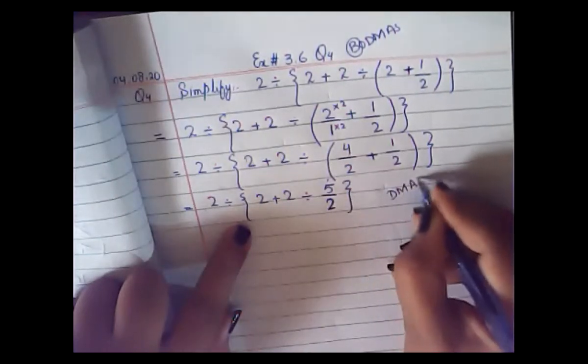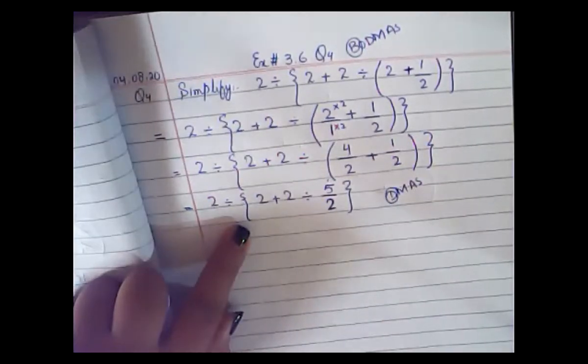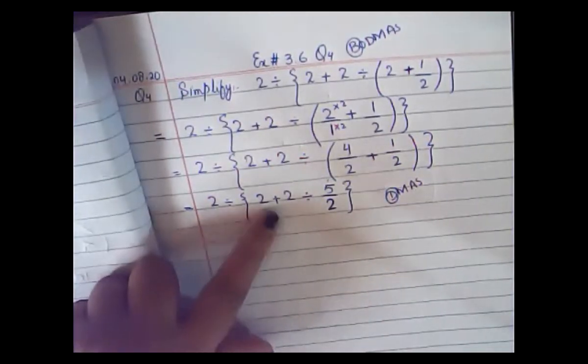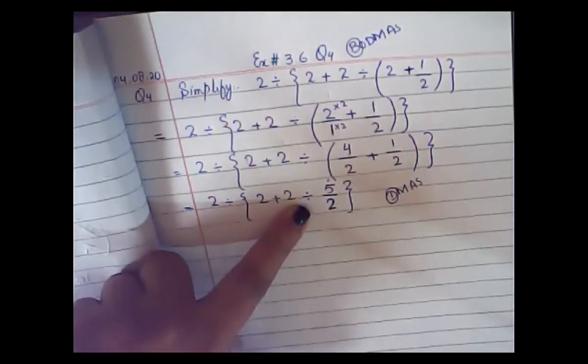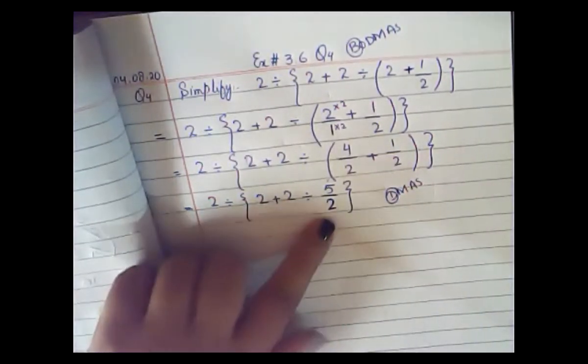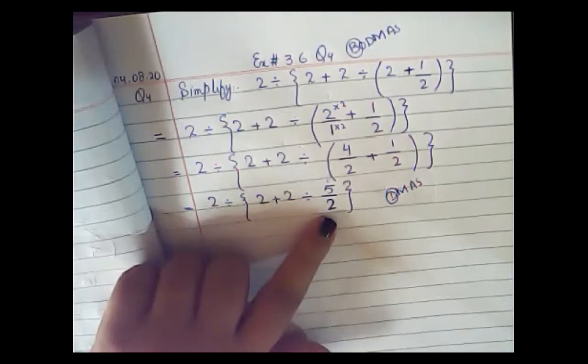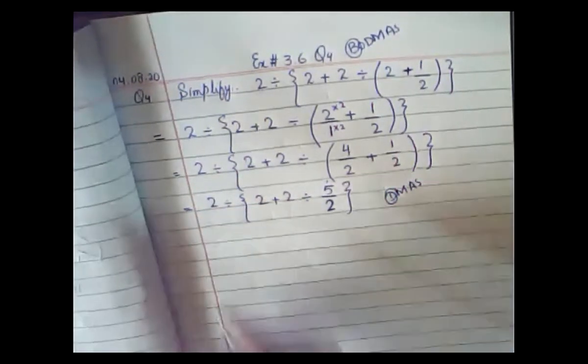According to the DMAS rule, you have to solve this division first. So please do not write 2 plus 2 is 4. What you have to do, you have to solve this division first. And how will you solve this division? You will make the next fraction reciprocal. You will write down 5 upon 2. The reciprocal of 5 upon 2 will be 2 upon 5, and your sign of division will be converted into the sign of multiplication. That's how.